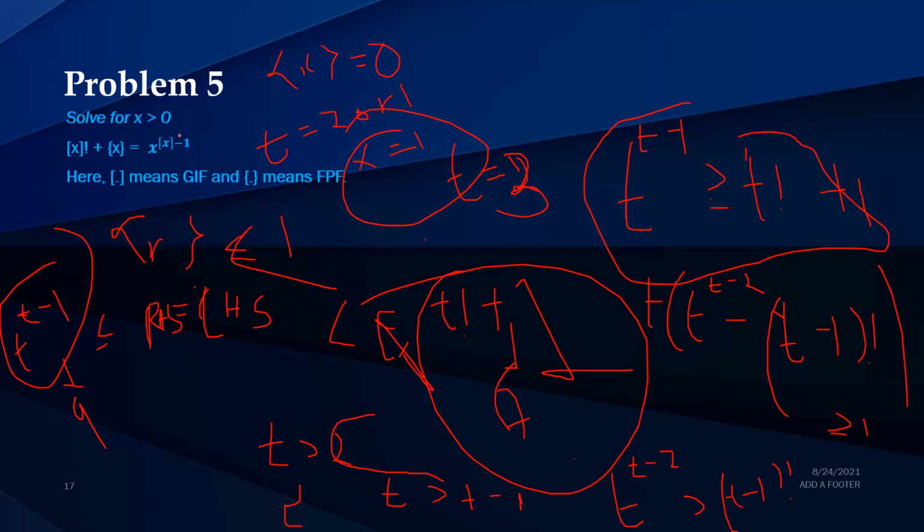Now if you put t equal to 2, then you will have x equal to 2 plus the fractional part of x. And this is true because floor of x is equal to 2, t is equal to 2, and this is basically the outcome of it. So this means that any real number x greater than or equal to 2 and less than 3 also satisfies this condition.